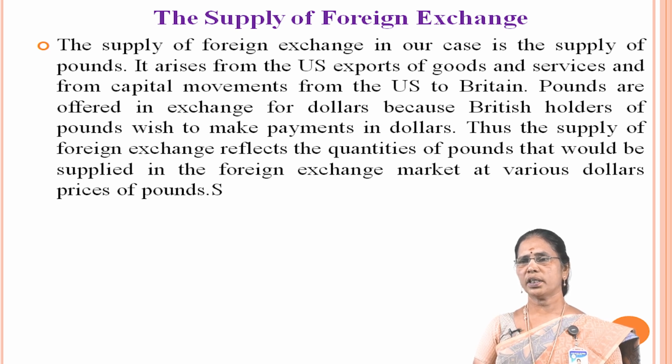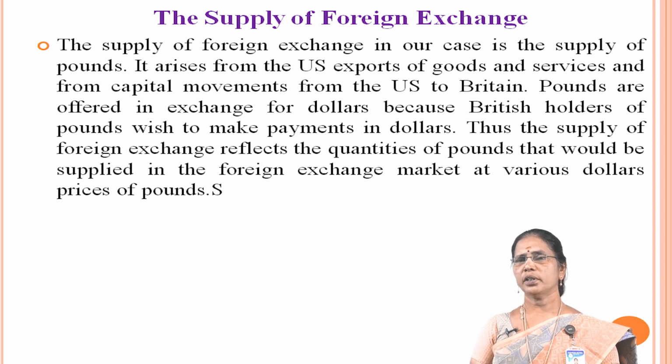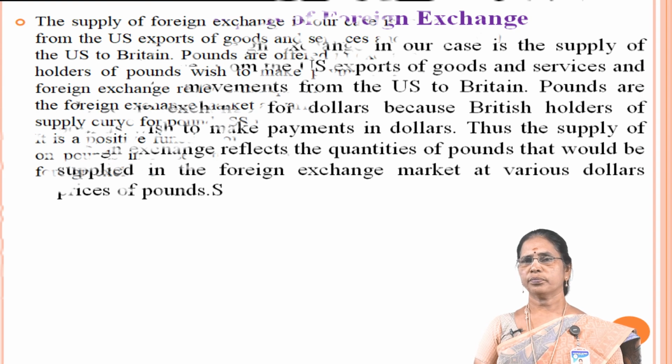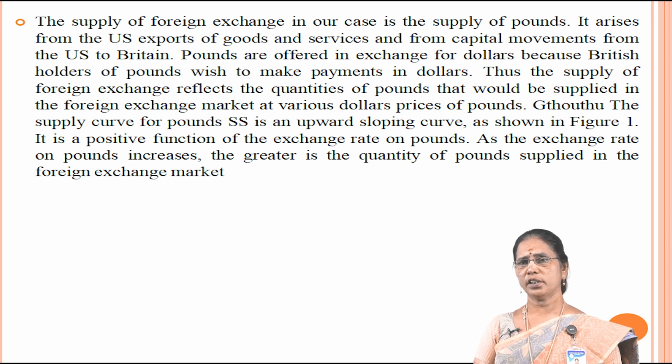Here we have to see the demand and supply of foreign exchange rate. It is equal at the level of the equilibrium. At the same time, we have to see four more equilibriums in the figure, that is A, B, G and H. The supply of foreign exchange in our case is the supply of pounds.